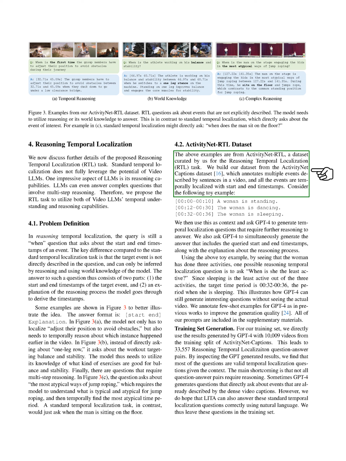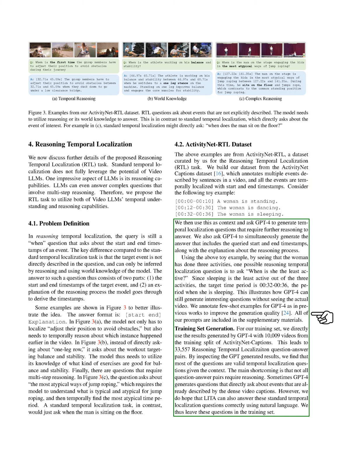Our dataset, ActivityNet RTL, is designed for the reasoning temporal localization task. It is created based on the ActivityNet Captions dataset, which annotates various events described in video sentences with their respective start and end times. For instance, if a video shows a woman standing, dancing, and then sleeping within specific time intervals, we can ask a question like, when is she the least active? This question requires reasoning to identify the time period when the woman is sleeping, which is the least active among the mentioned activities.